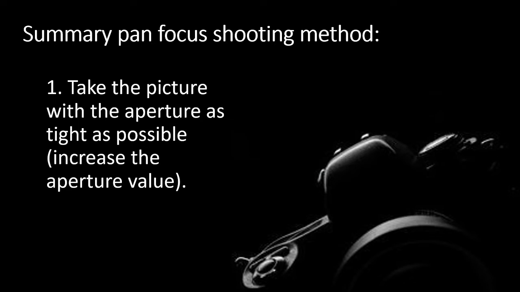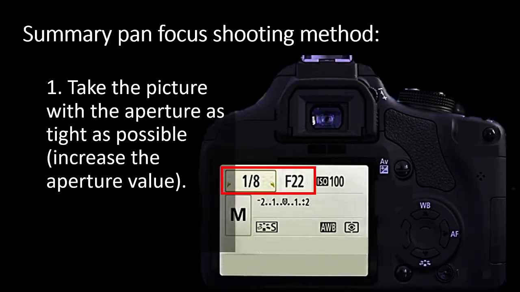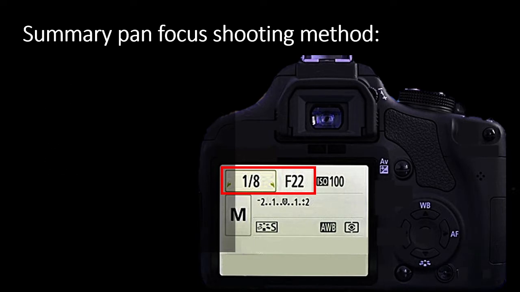Briefly summarized, the pan focus shooting method. First, take the picture with the aperture as tight as possible, increase the aperture value.